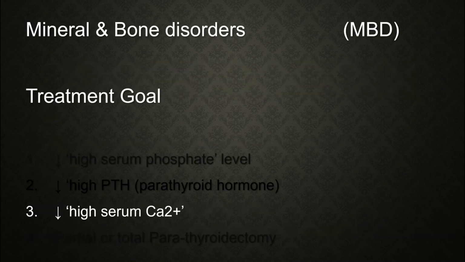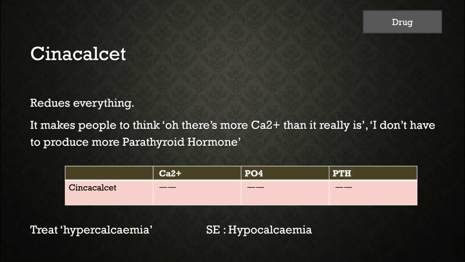The third treatment goal is to lower high serum calcium. We have cinacalcet. It makes the body think, oh, there's more calcium than there really is, so I don't have to produce more parathyroid hormone. It treats hypercalcemia. The side effect is hypocalcemia.